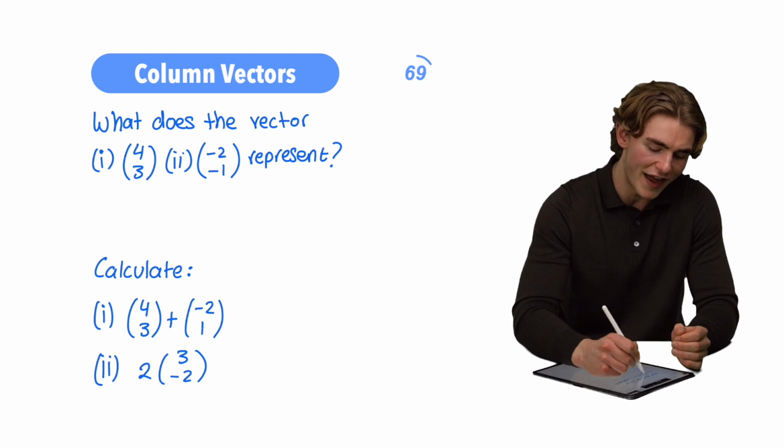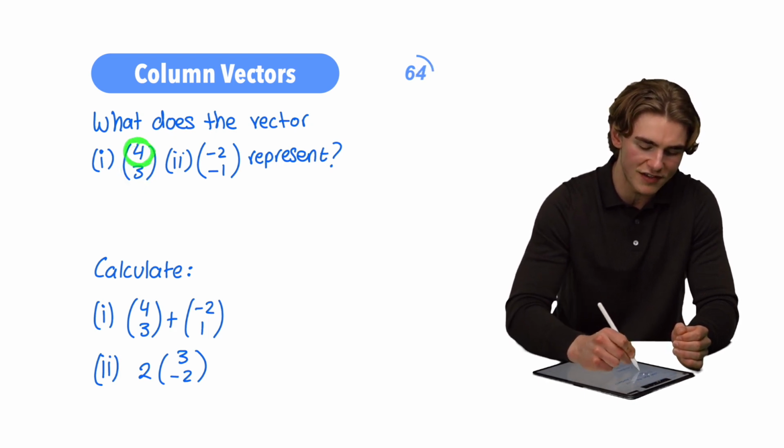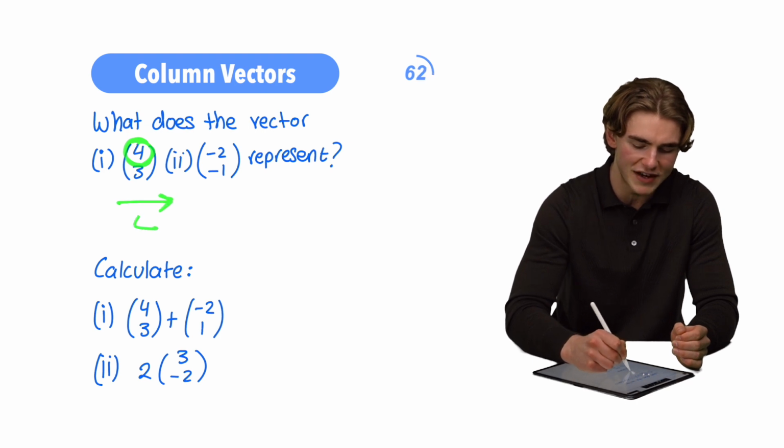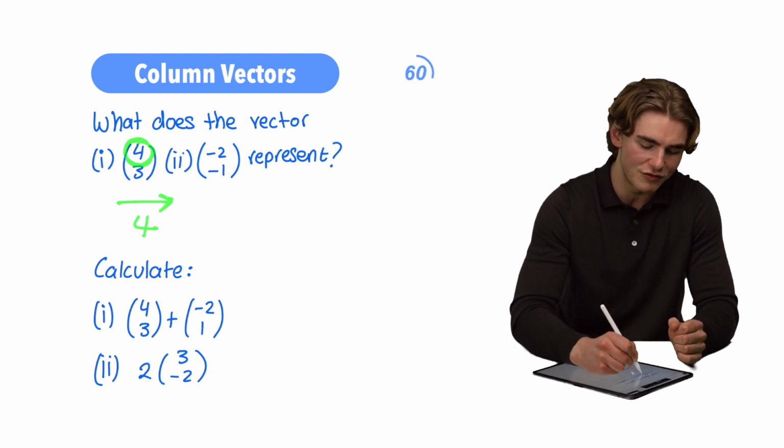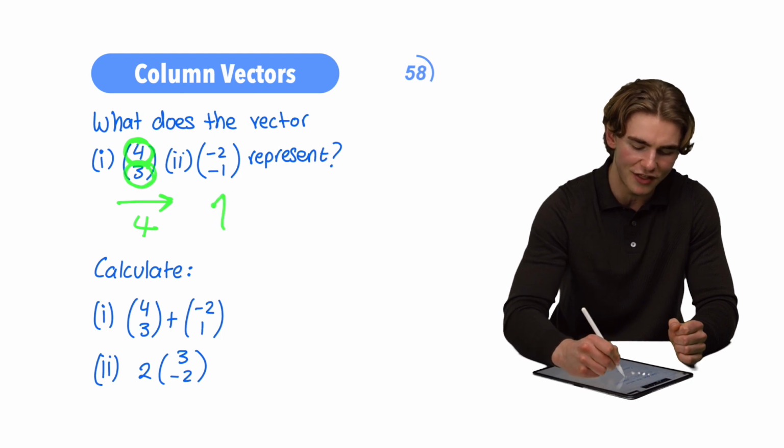So first of all, our vector (4, 3). This one's going to be 4 units to the right because our top number is positive. That's going to be a rightwards movement. If it was negative, it would be a leftwards movement, and it's going to represent a movement of 3 units up because that 3 is positive.